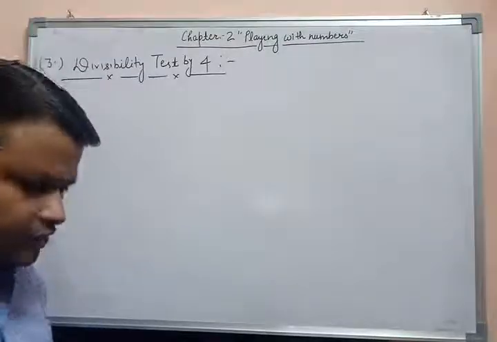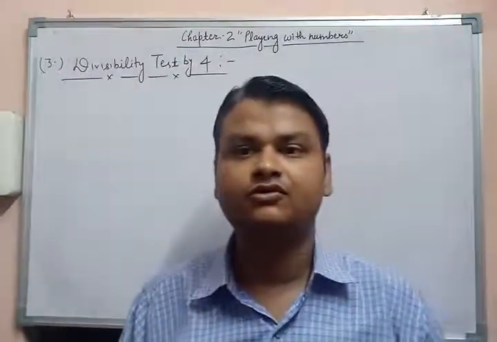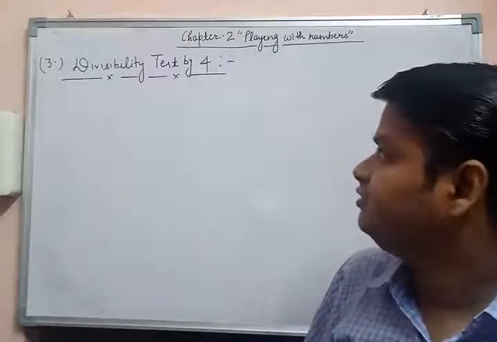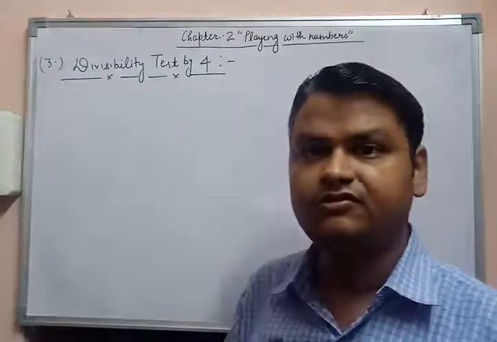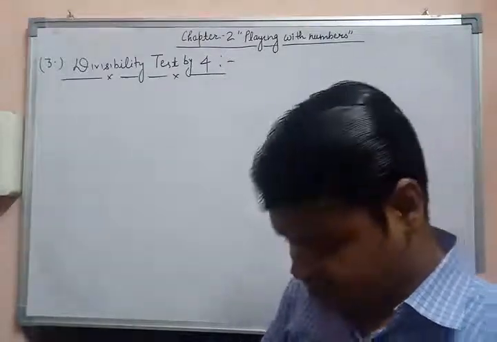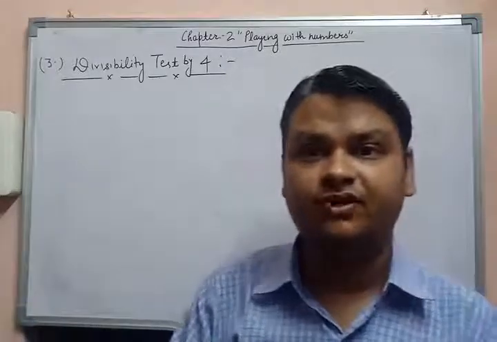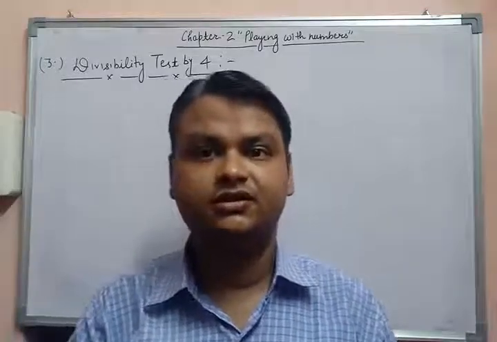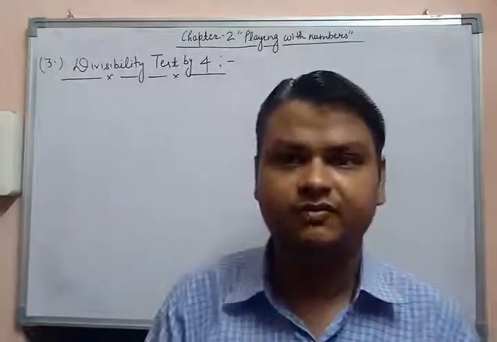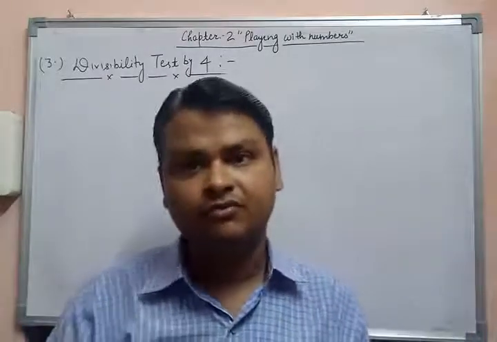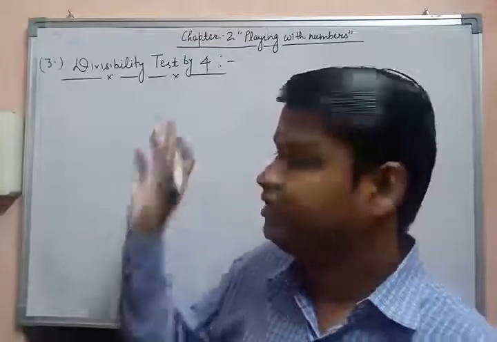So students, moving to our next test, divisibility test by 4. What is the concept to check whether a number is divisible by 4 or not? In this test, first of all you have to check the ones and tens digits. If the number formed by the ones and tens digits is divisible by 4, then the whole number is divisible by 4. This is the rule for the test of divisibility by 4.